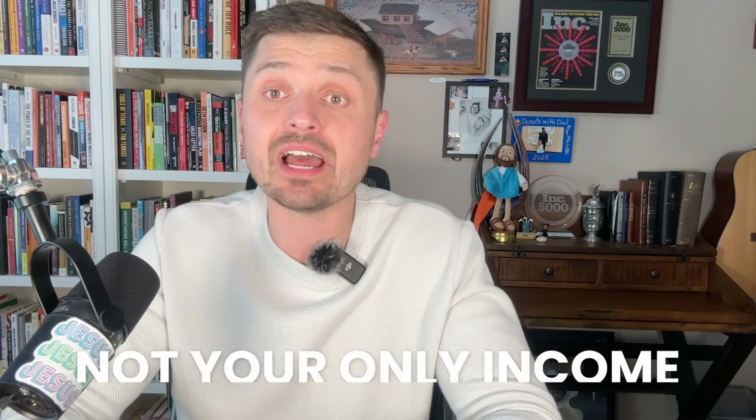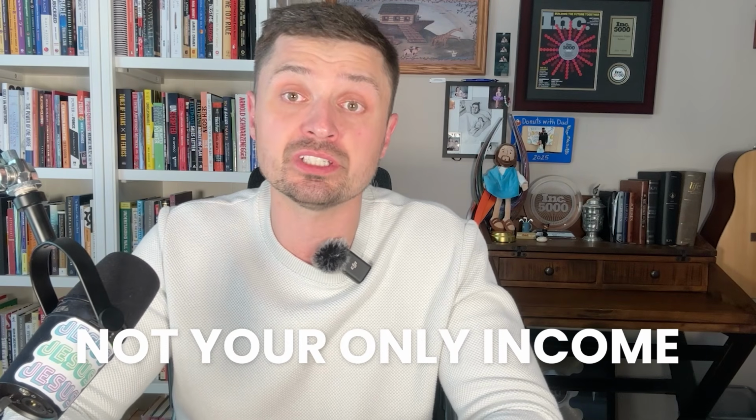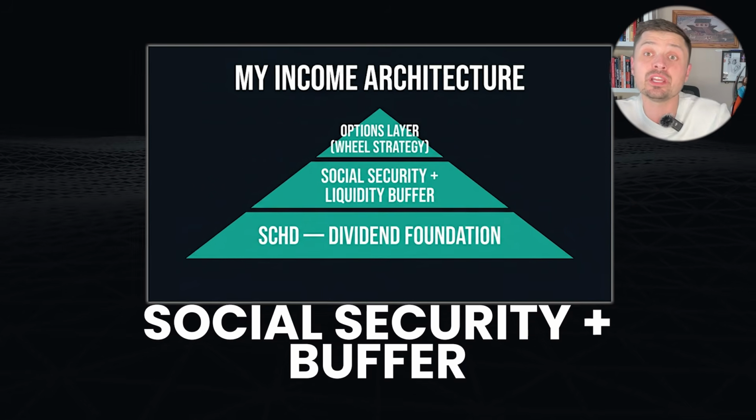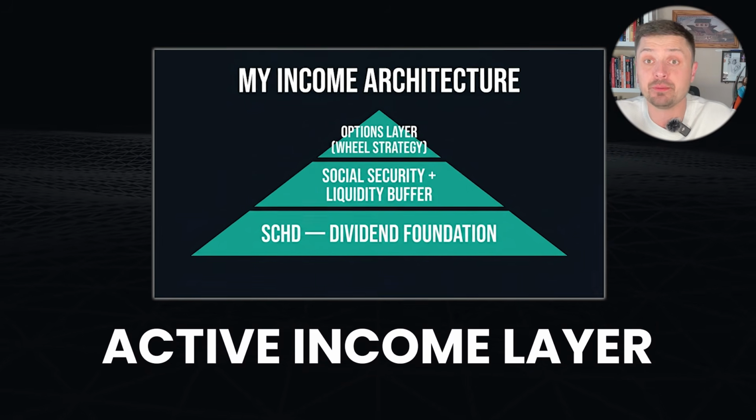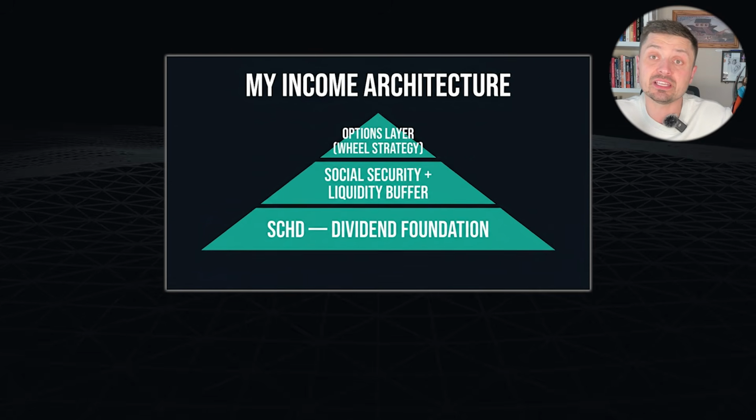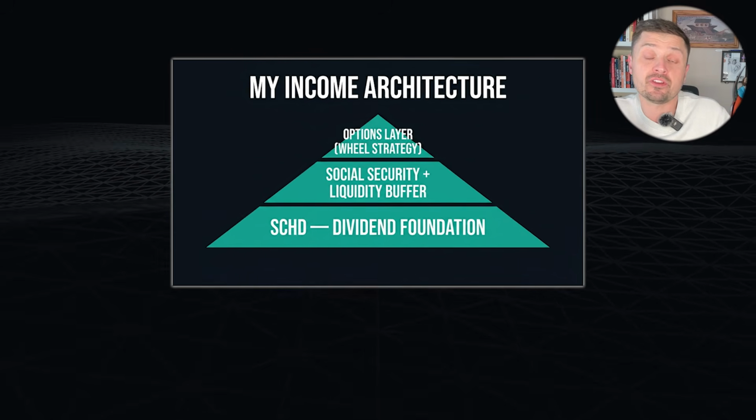And for this reason, most financial planners would suggest not relying on SCHD's distributions as your only income source in retirement, right? Combining it with Social Security, a liquidity buffer, or an active income layer like the options layer, which we talk about in the ARC option strategy, gives you redundancy in any single source if it underperforms.